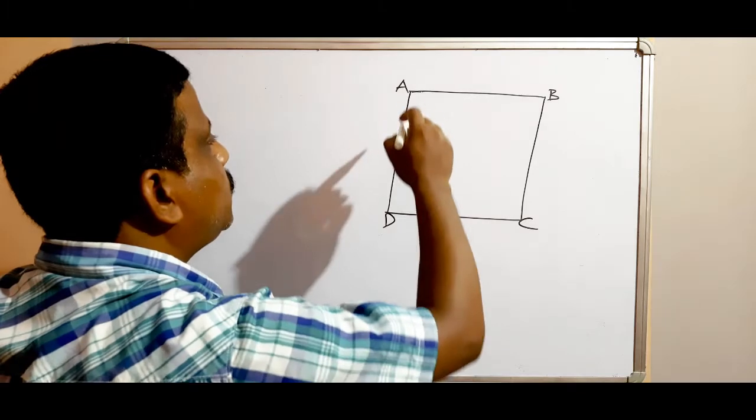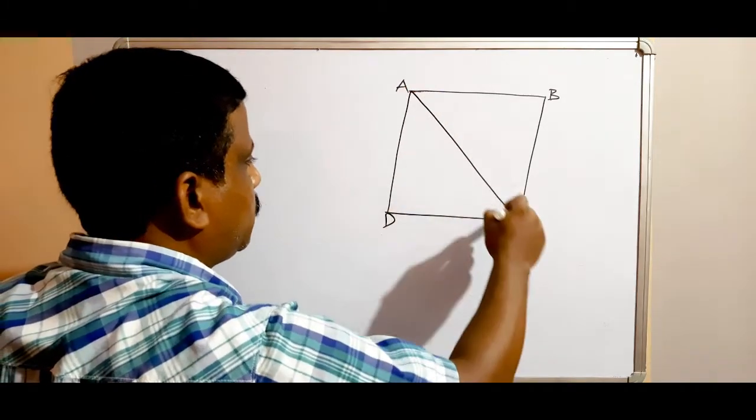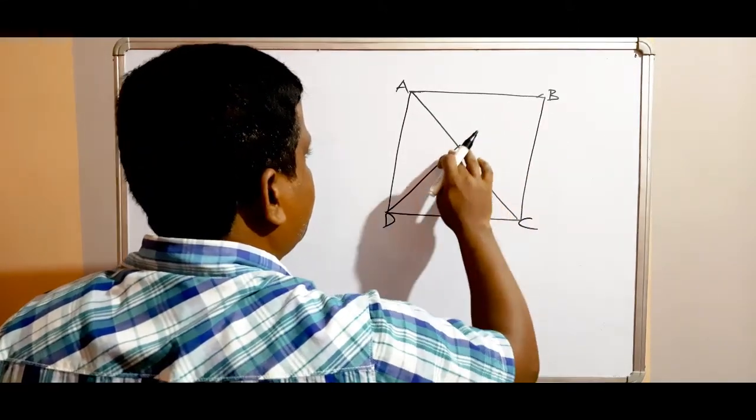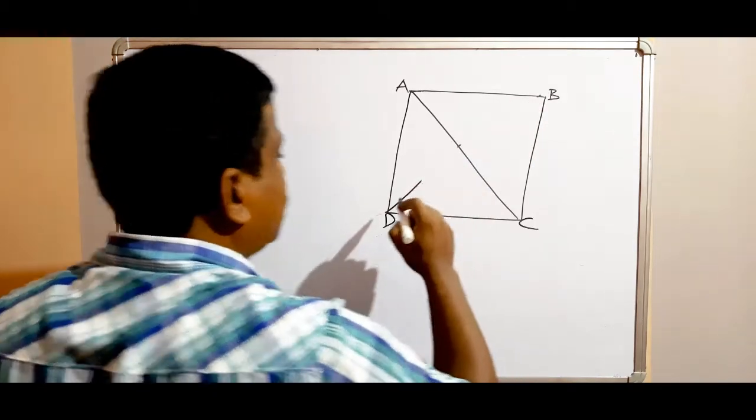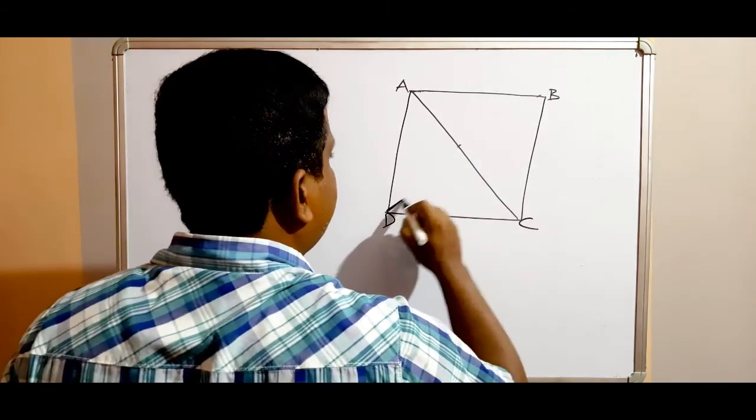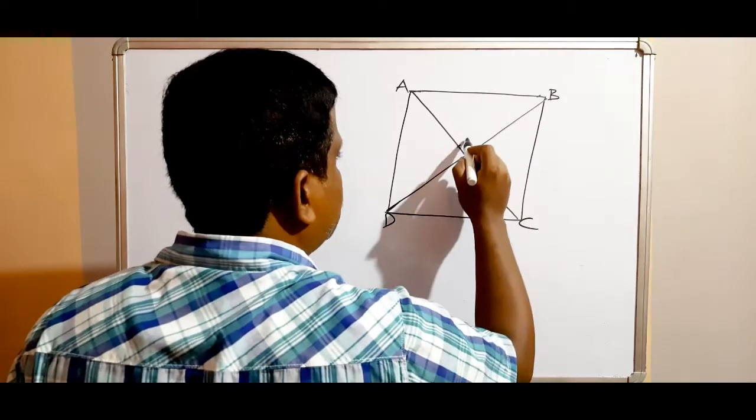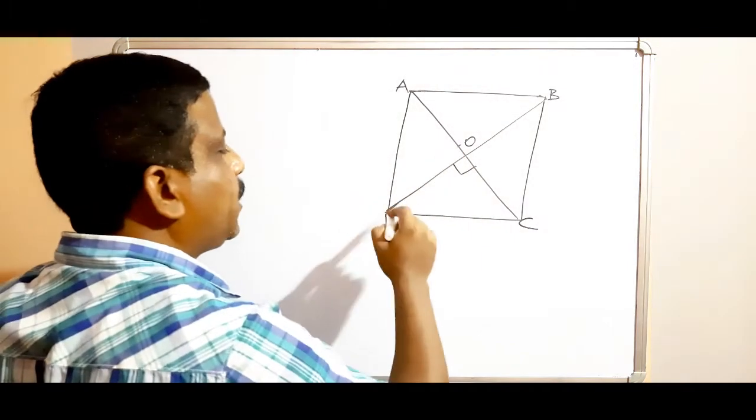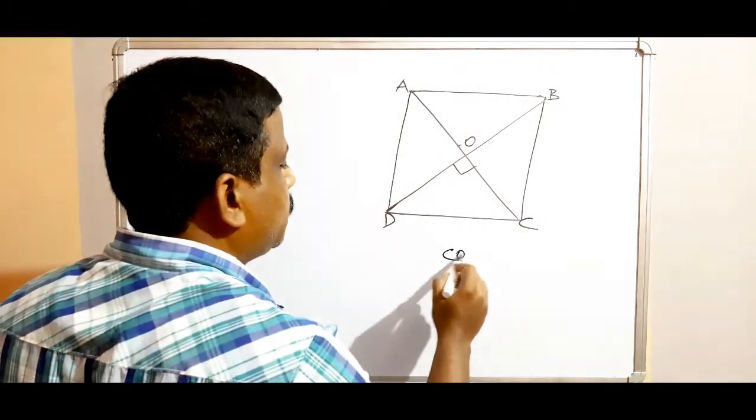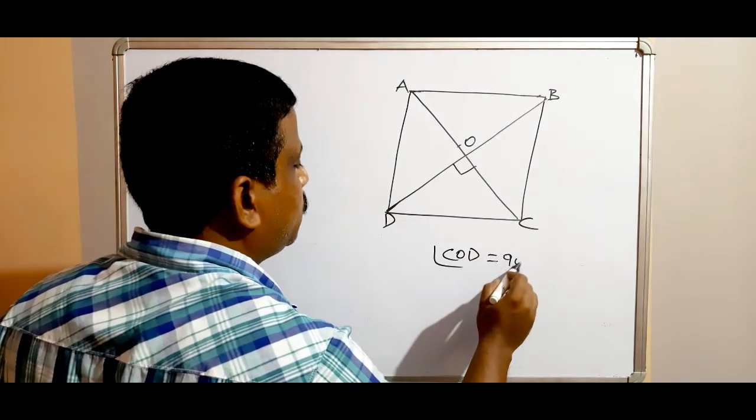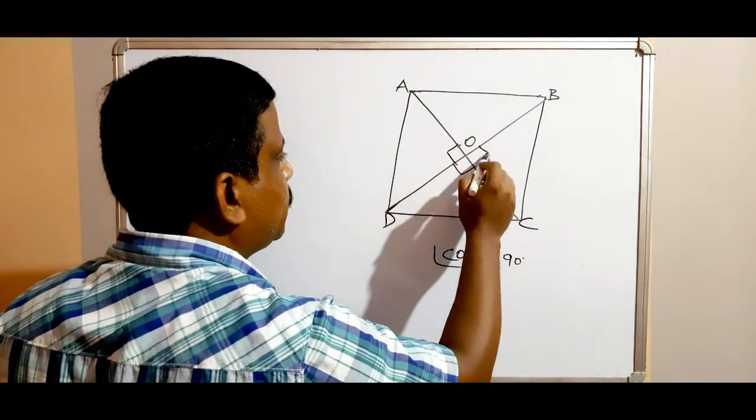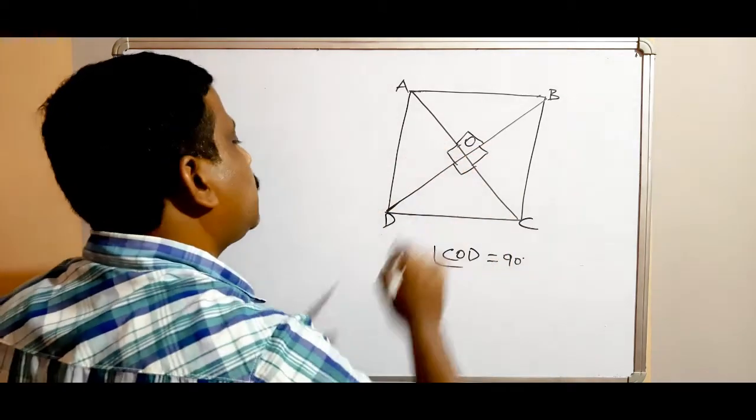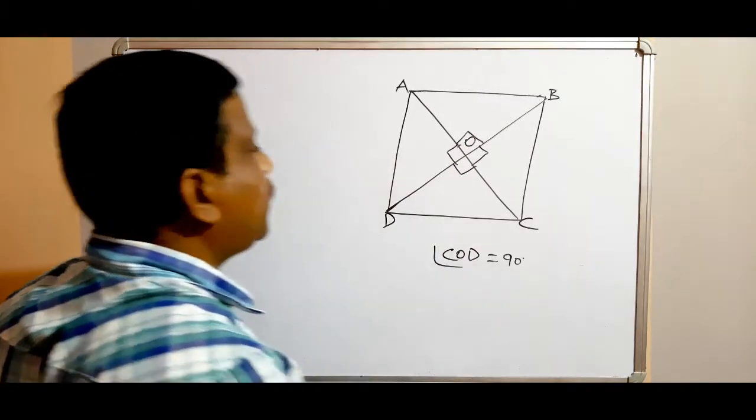Then the diagonals in a rhombus intersect each other at 90 degrees. So suppose this is O. The diagonals intersect each other at 90 degrees. That means angle COD is equal to 90 degrees. This angle is also 90, this angle is also 90, and this angle is also 90. So the diagonals intersect each other at 90 degrees.